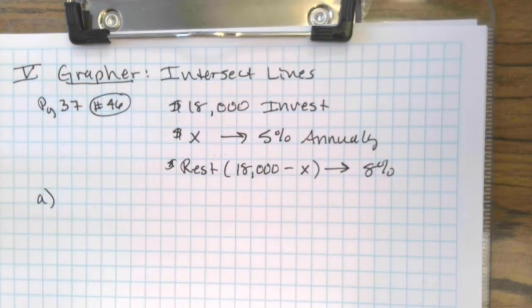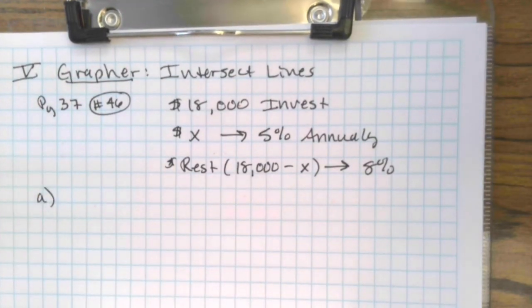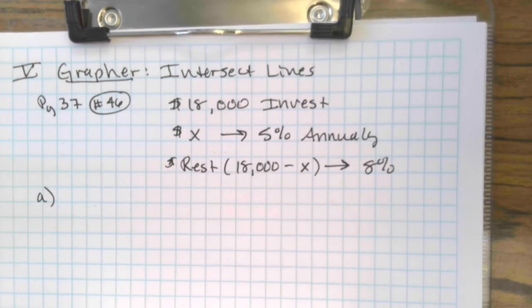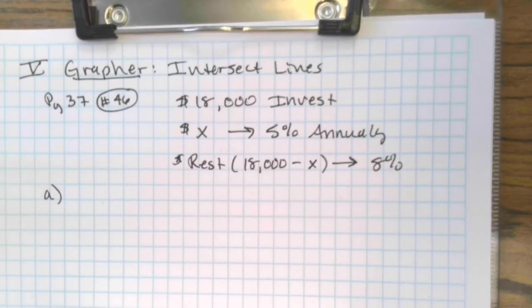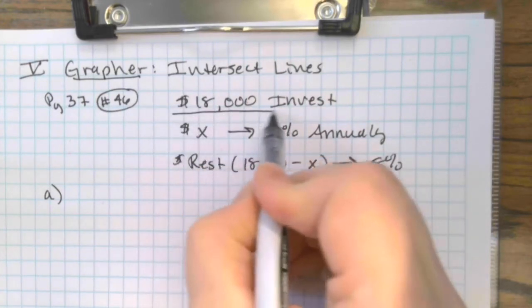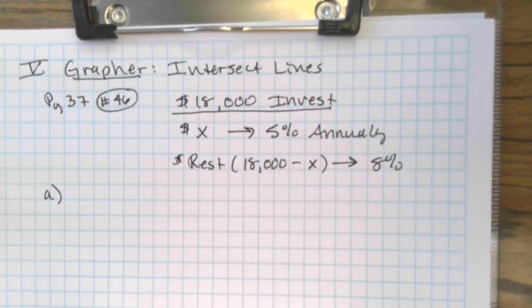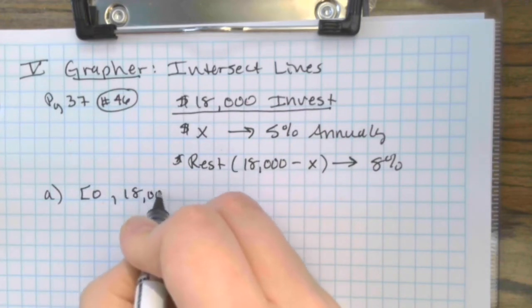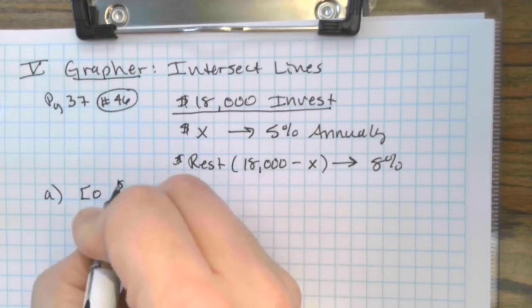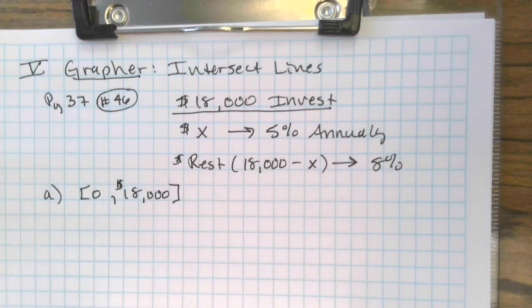Okay, so let's go through the questions. Question 1, what are the possible values of X in this situation? What could X be? Well, she could choose to invest nothing into X. She could choose to invest all in X. She has 18,000. So your boundaries are going to be between 0 and $18,000 inclusive, because it can be 0 or it can be $18,000.